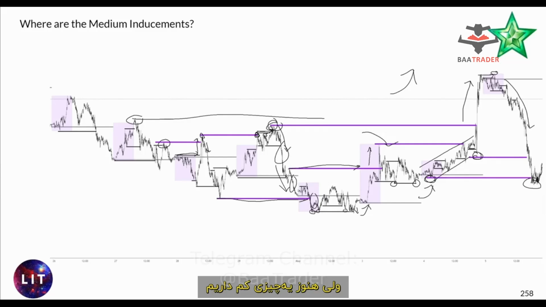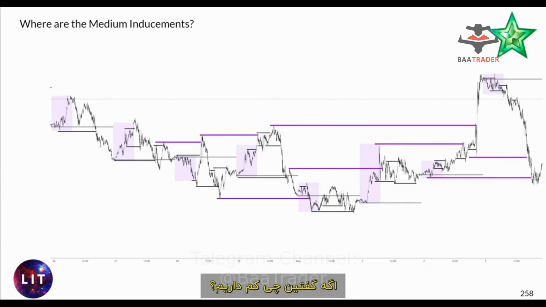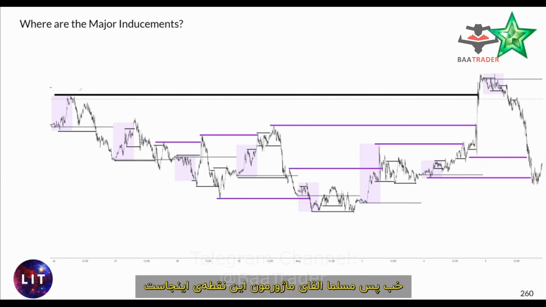Okay, so we're still missing one though. And what are we missing? Well, we're missing the major inducement. Where do you think the major inducement would be? It's going to be the most significant inducement. So obviously our major inducement is this point here.